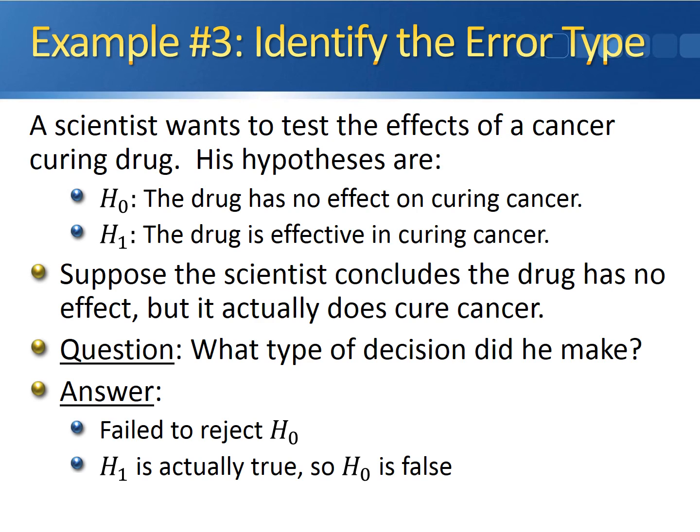In reality, the alternative hypothesis is actually true, meaning that the null hypothesis is false. The drug actually is effective in curing cancer. So in this case, since we failed to reject the null hypothesis, but the alternative hypothesis is actually true, this is an example of a type 2 error.